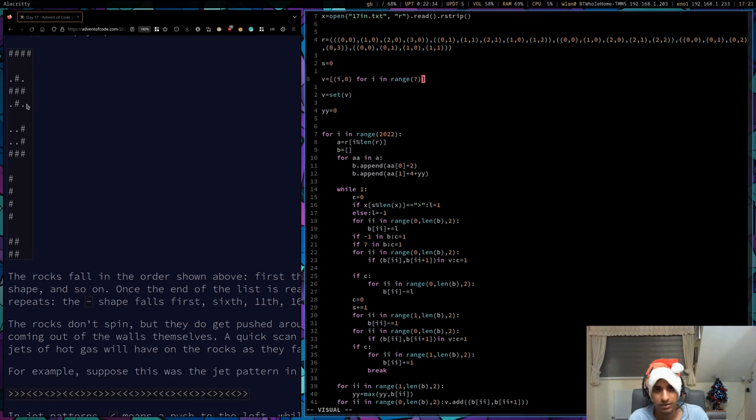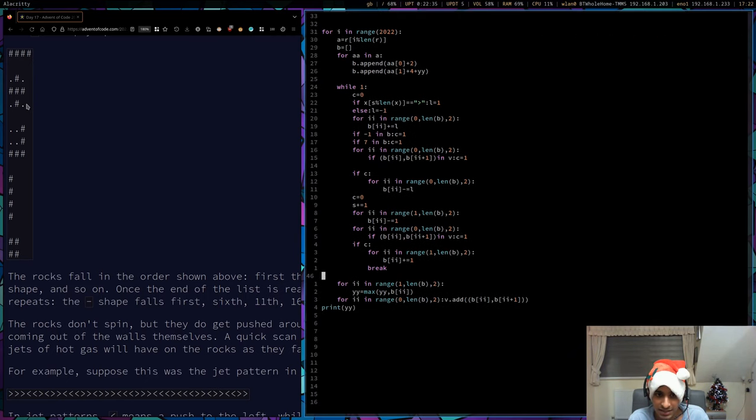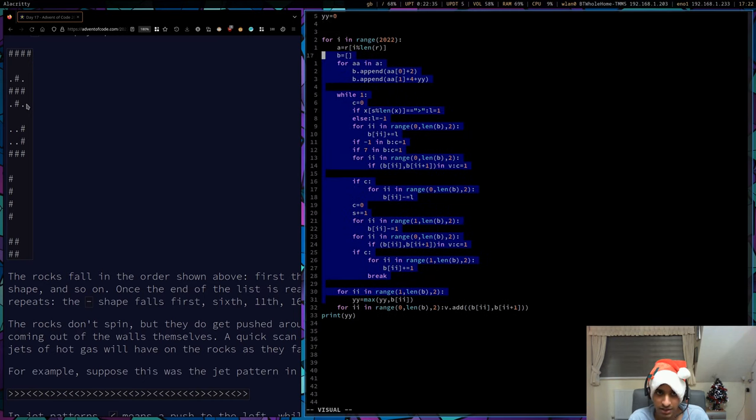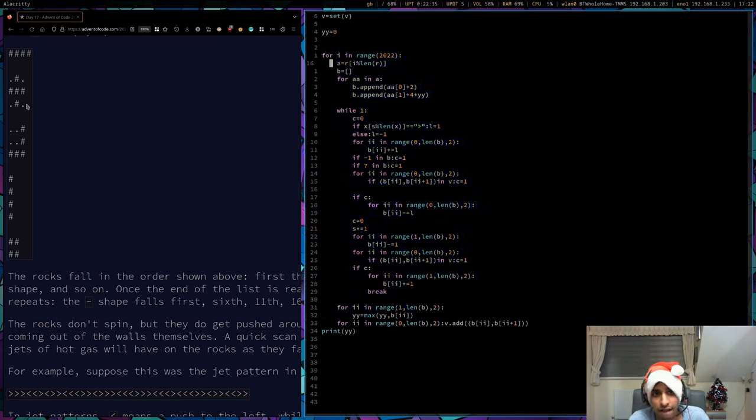Anyway, I won't talk through all of this code because it's quite a lot. The V is essentially the set of every occupied cell again. So wherever there's a rock, it's going to be chucked in the coordinates. And then this is simulating adding a rock. It's in a massive for loop. Yeah, lots of modular arithmetic here.